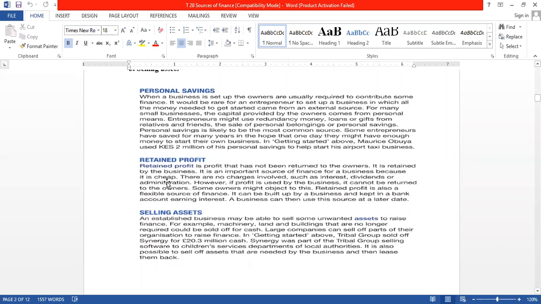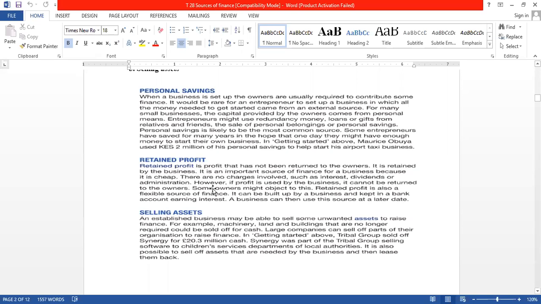First advantage, here we go: cheap, right? No interest at all, and there are no charges involved, such as interest, dividends, or administration. So the advantages are that it is cheaper and easy, with no administration costs. I think there are more than two advantages.